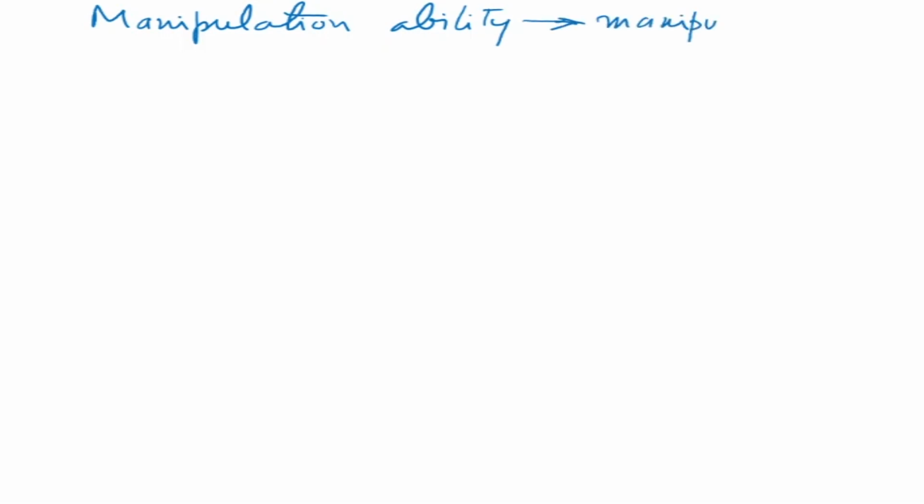Let me say this again. Let me explain this concept of manipulation ability. So the term is called manipulation ability, or manipulability, which means the ability to move in a particular direction.